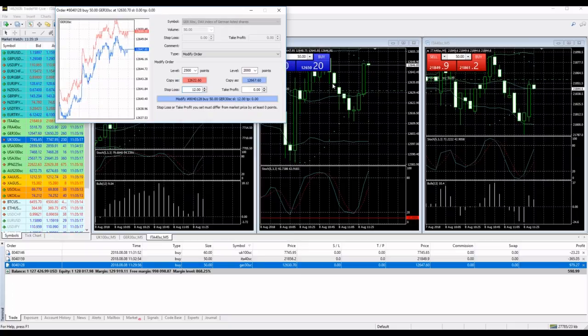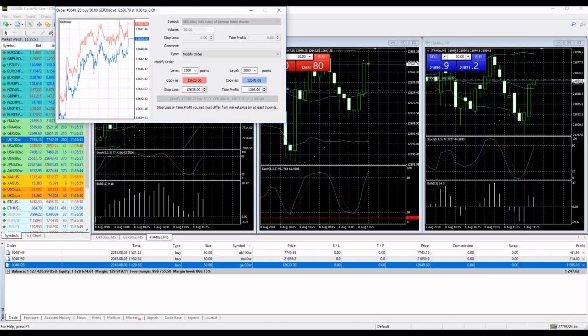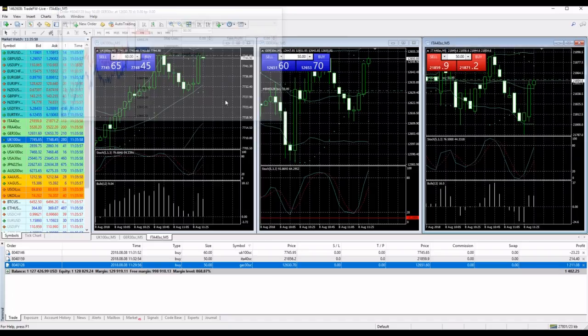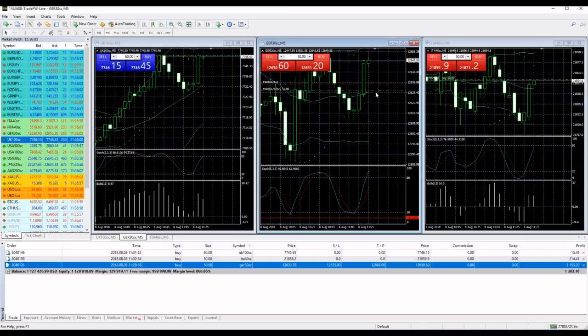So my stop loss is at 12,635 on DAX, and my take profit is at 12,669. There we go. So, and I will all the time move my stop loss. With every move that the market is doing, I will move my stop loss, so I will make a profit.